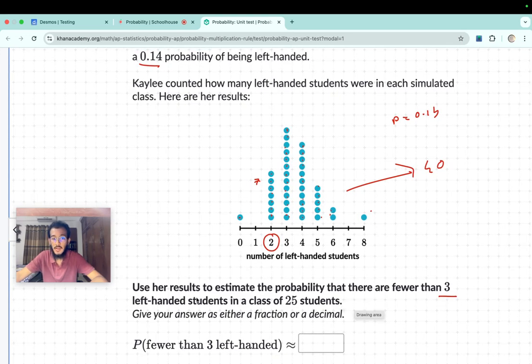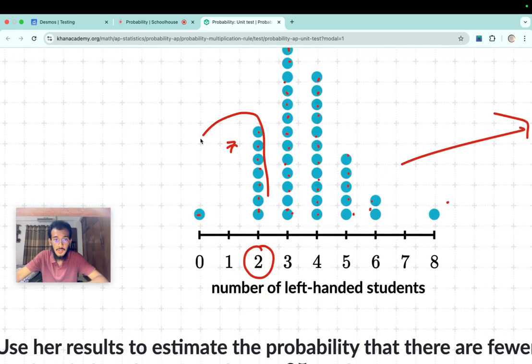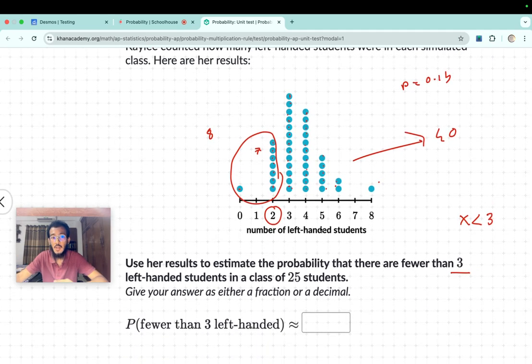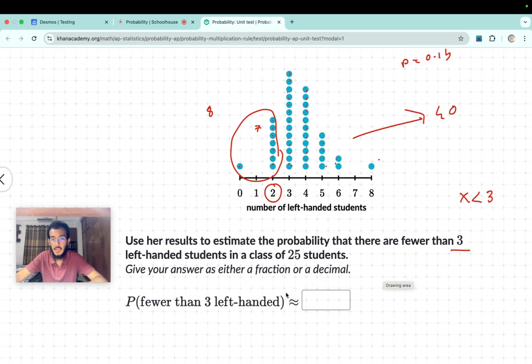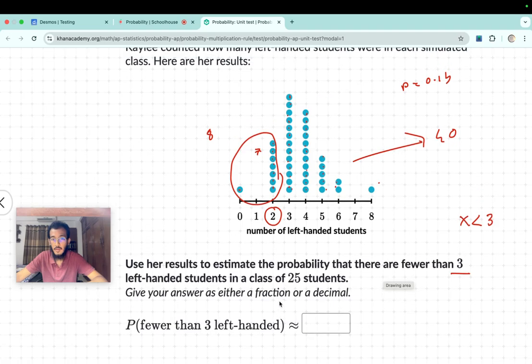Use our results to estimate the probability that there are fewer than 3 left-handed students in a class. So fewer than is less than 3, which means you're not including 3. You're only considering this portion, which has a total of 8 classes. What is the probability that there are fewer than 3 left-handed students in a class of 25 students? Give your answer as either a fraction or a decimal. So we have a total of 8.